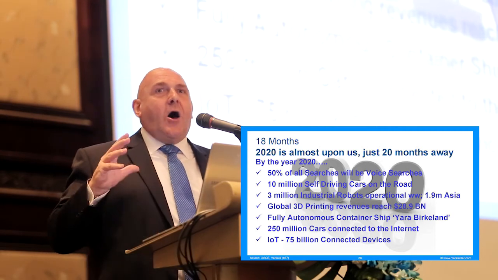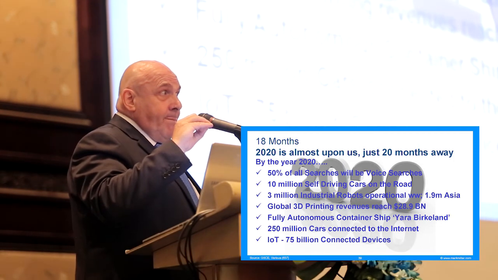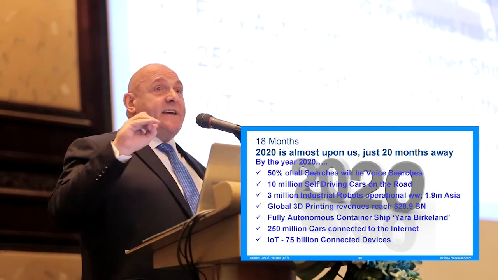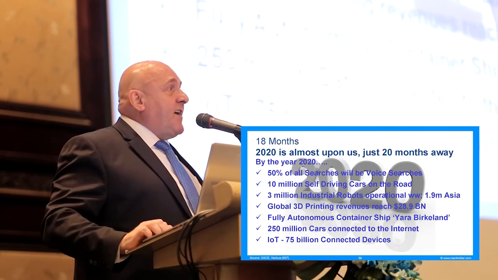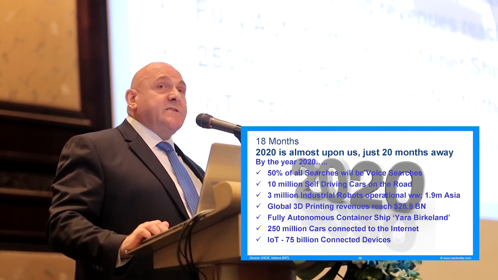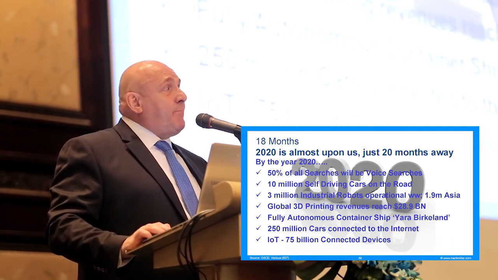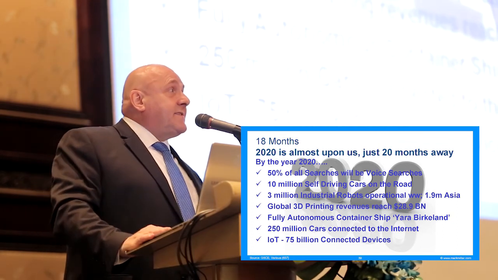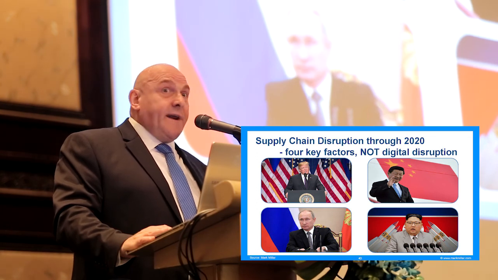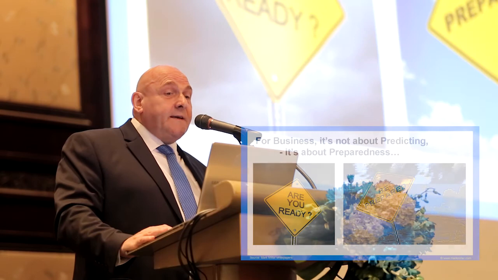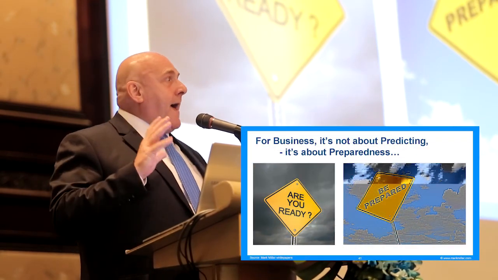And when it comes to supply chain disruption over the next 18 months, in my view, there are 4 big things that are going to impact supply chains. And none of them are to do with technology. I think the biggest impact we're going to see in supply chains over the next 18 months through to 2020 is going to come from 4 factors. Trade flows, goods flows, and freight flows over the next 18 months. The supply chain disruption is going to depend on what these 4 guys do. And as we know, it's difficult to predict what any of them is going to do. So it's not about predicting, it's about being prepared for what might happen.